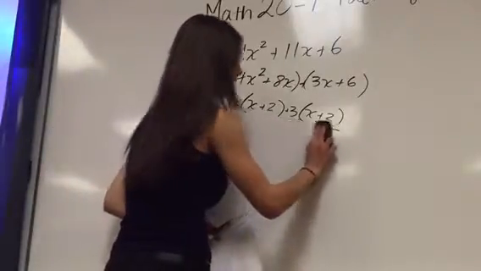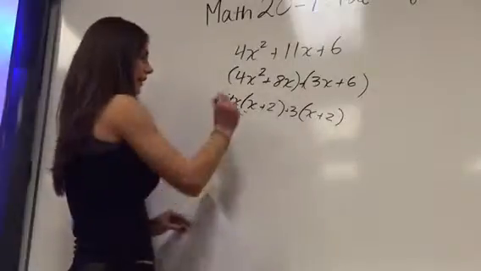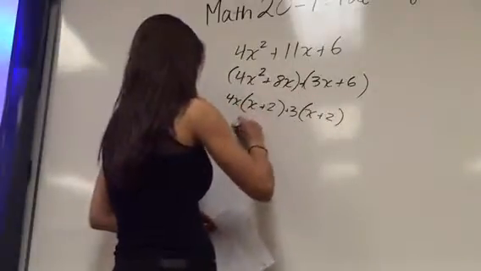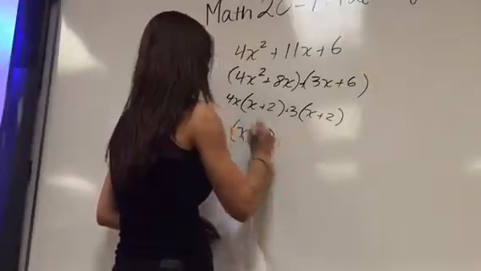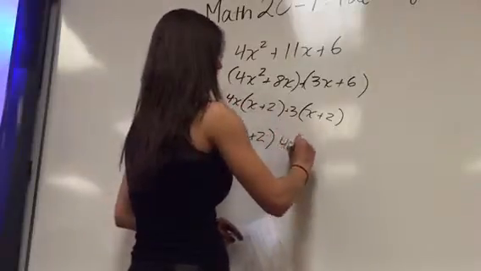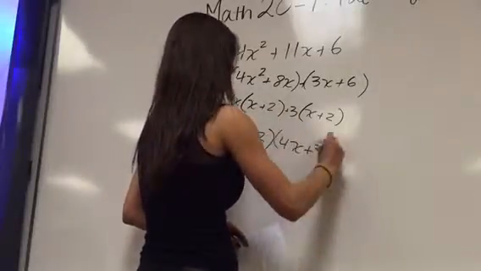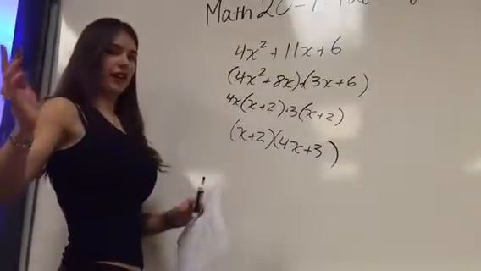But since they are the same, we're going to factor out x plus 2 out of the equation to give us (x plus 2)(4x plus 3). And that's our final answer.